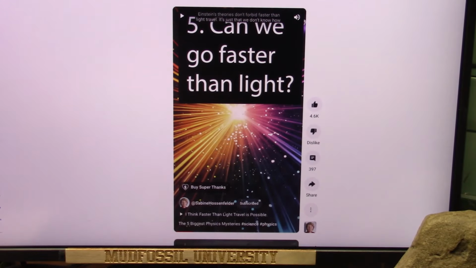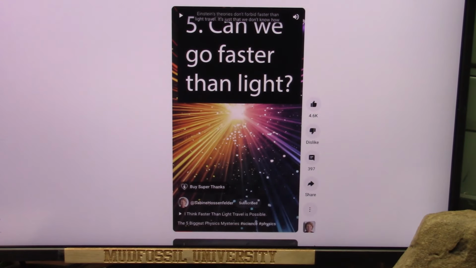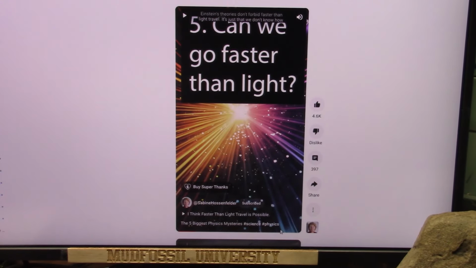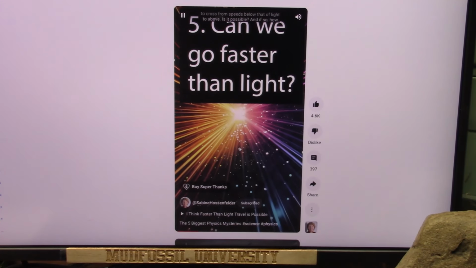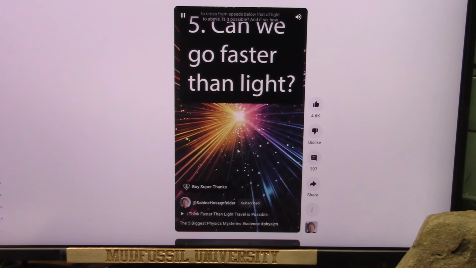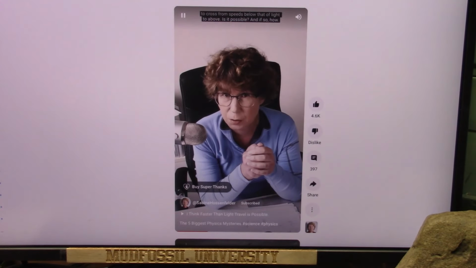All right, can we go faster than light? That's one thing. Obviously, that's an easy one to understand. Can we go faster than the speed of light? I think we can. But we just don't know how to cross from speeds below the speed of light to above. Is it possible? And if so, how?